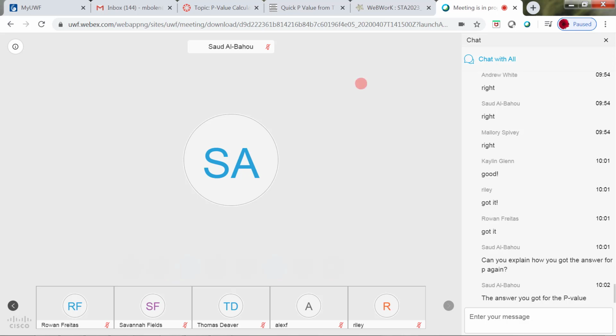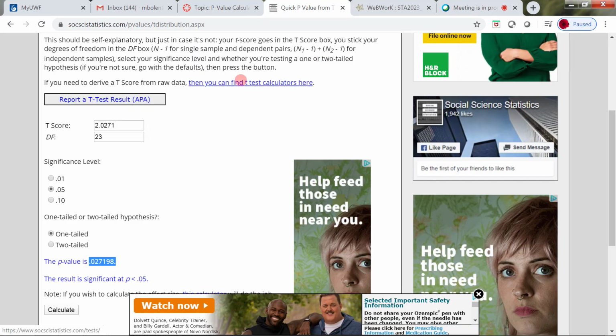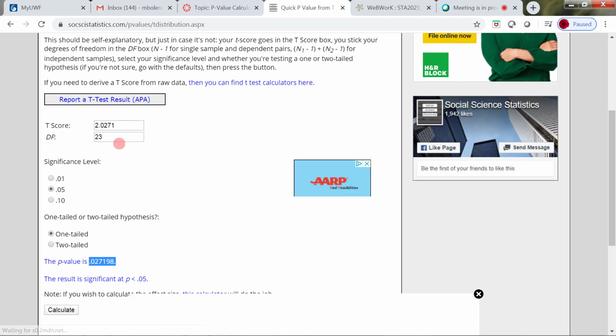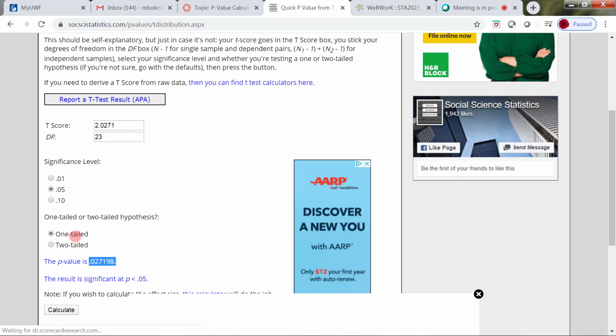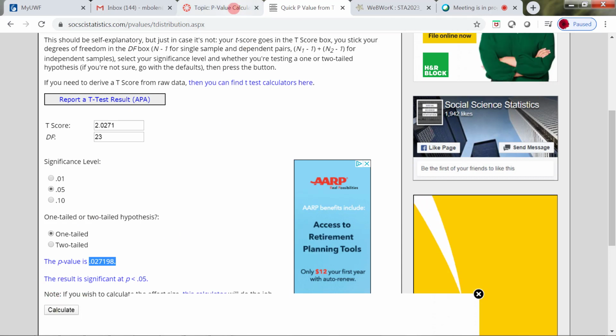Okay, so what I did is I brought up the web link right here and I put in your test statistic. I put in the degrees of freedom. I put in that it was one-tailed and I hit the word calculate. And when you do that, it comes back with that value. So I didn't have to do anything but input information and hit calculate. So that's how I calculated it there.